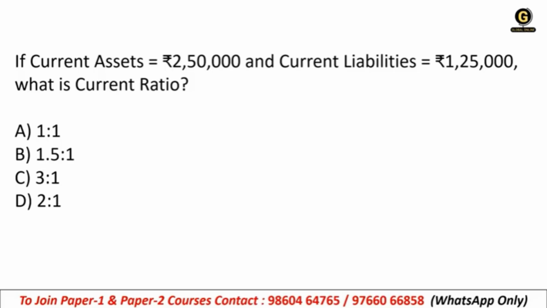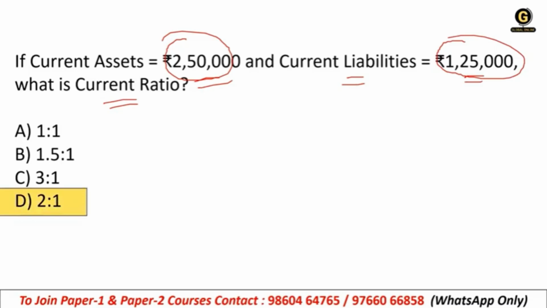If current assets are 2,50,000 and current liabilities are 1,25,000, what will be the current ratio? I have given you the formula. You have to answer it in the comment box, quickly. It's a really easy question. The right answer will be 2:1. So what is so hard in that?